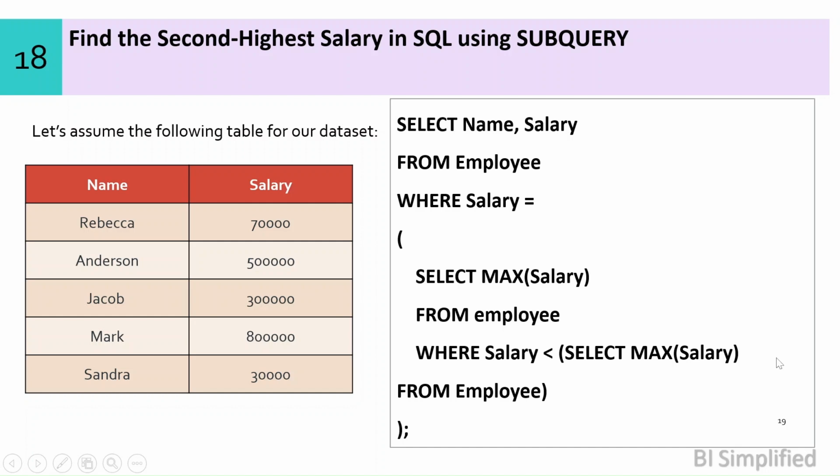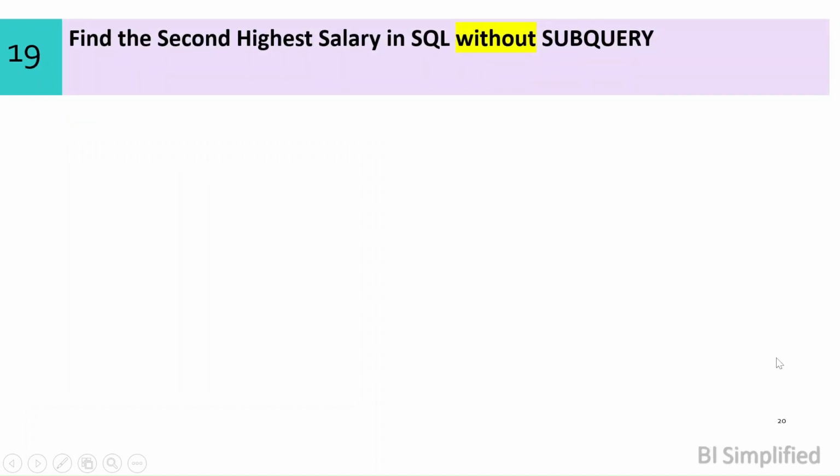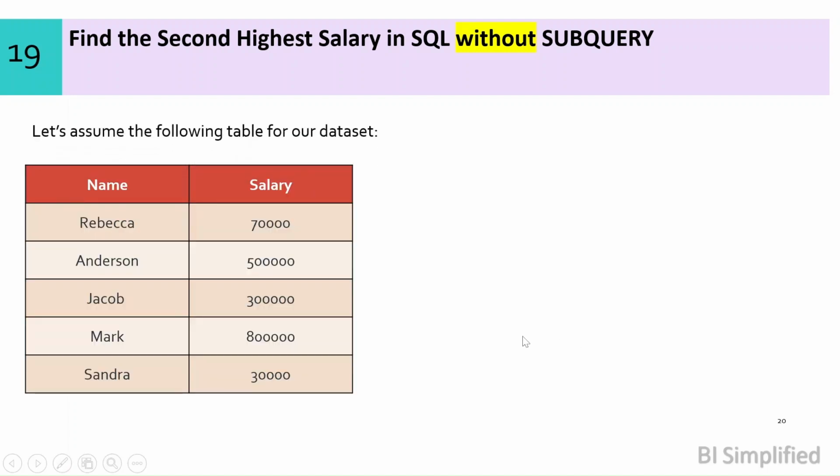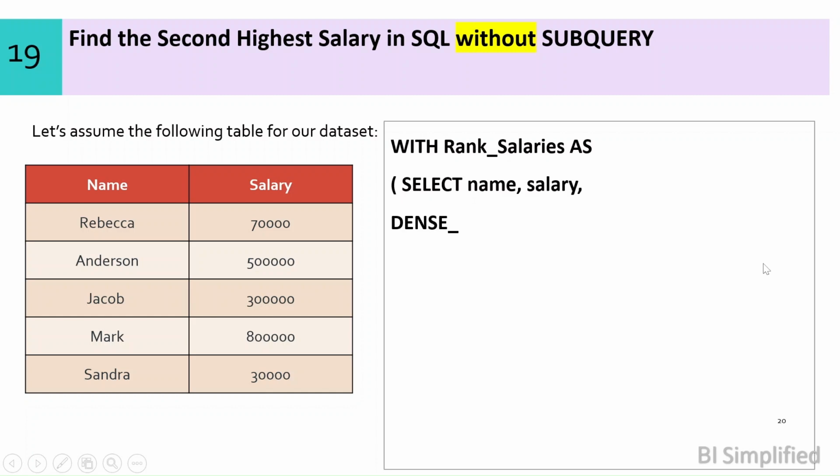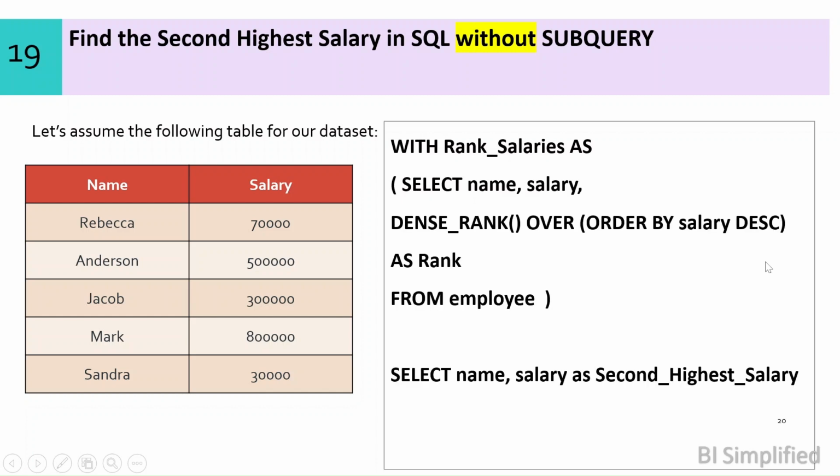Let's move on to our next query. Find the second highest salary in SQL without subquery. So again we'll use the same data set, and the query will be, so here we have to use the concept of CTE, that is common table expression. So we're basically using with clause, we have to create a temporary table and we have to use that table. First we have to create the temporary table with clause, and that is with the name of the table, that is rank underscore salaries as, and here you have to write your query.